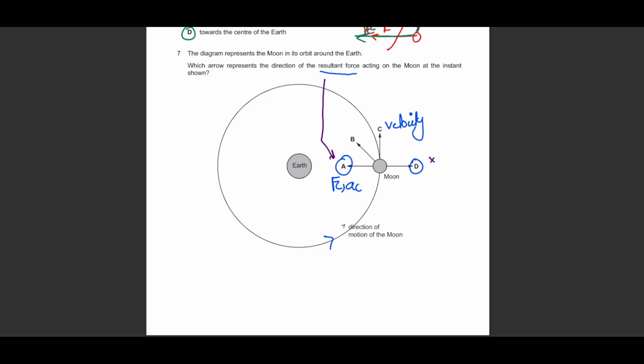Whatever force is causing the object to move in a circular motion will always be pointing towards the center of the circle. Straight away, straight option, simple. Nothing else has to be discussed or thought about.